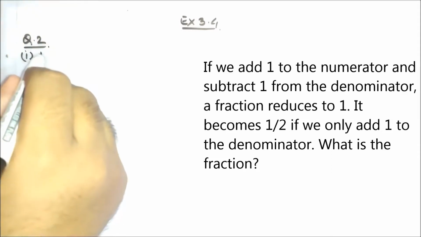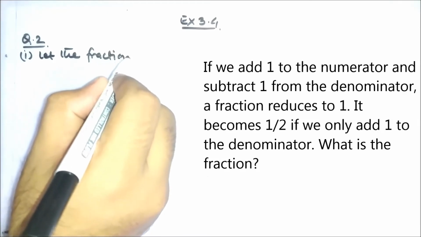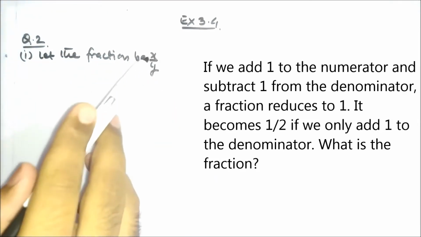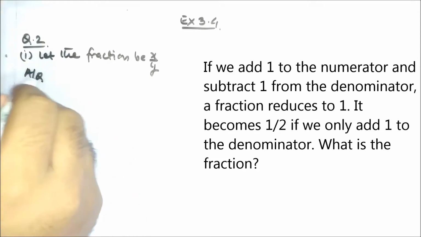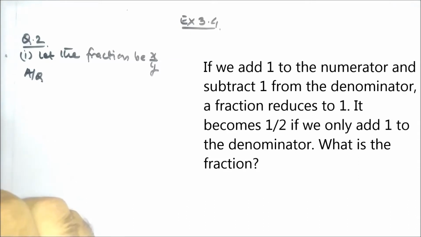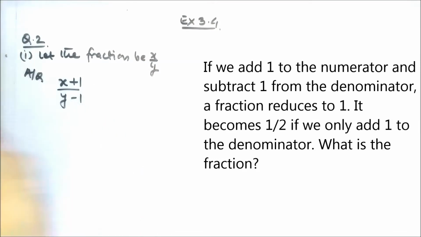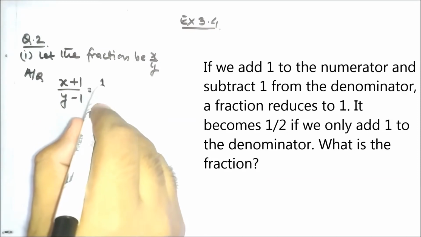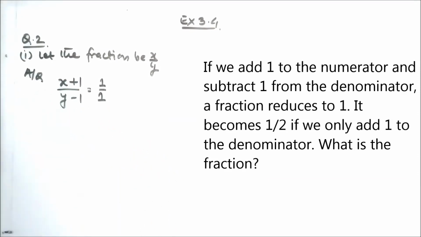So it says let the fraction be x by y. Let this be the fraction where numerator is x and denominator is y. Now according to the question, 1 is added to the numerator and 1 is subtracted from the denominator. Then the fraction reduces to 1, or you can say 1 upon 1. This is the condition given in the question.